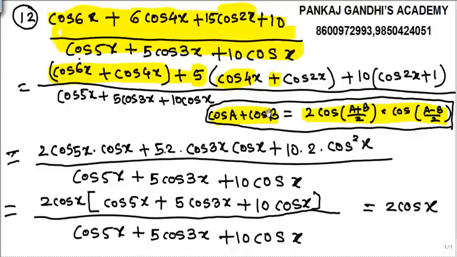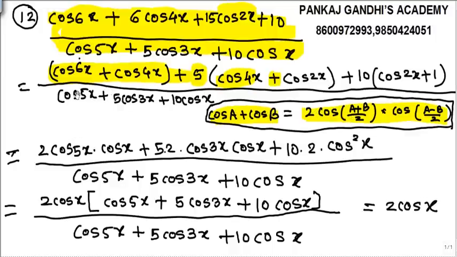Here cos 6x plus cos 4x. So cos A plus cos B means 2 cos of (A plus B) by 2 into cos of (A minus B) by 2. So 6x plus 4x is 10x, divided by 2 means 5x. 6x minus 4x is 2x, divided by 2 is only x. So this is 2 cos 5x into cos x, plus 5 into 2 cos of (4x plus 2x) by 2, that is 3x, into cos of (4x minus 2x) by 2, that is x, plus 10 into, we have this 1 plus cos 2x.